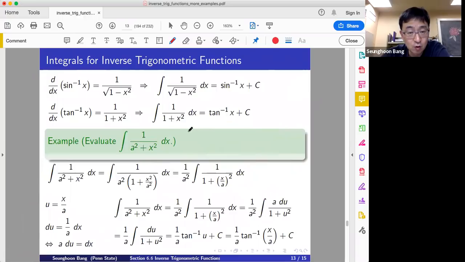The one example. So do you know what's the answer of this equation? What's integral 1 over 9 plus x squared dx? What is the answer? Could you write your answer on the chatting board?